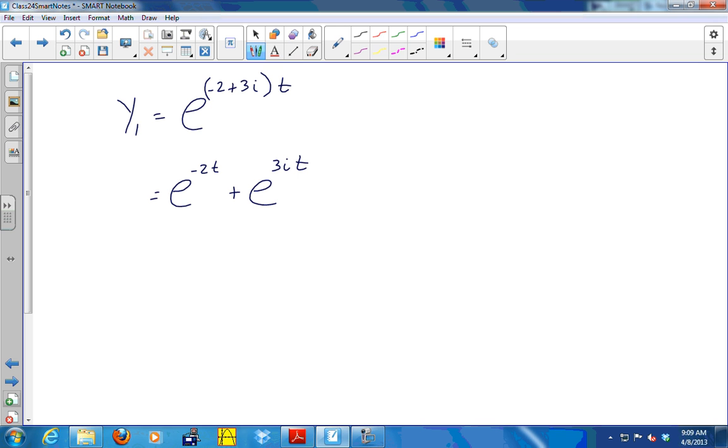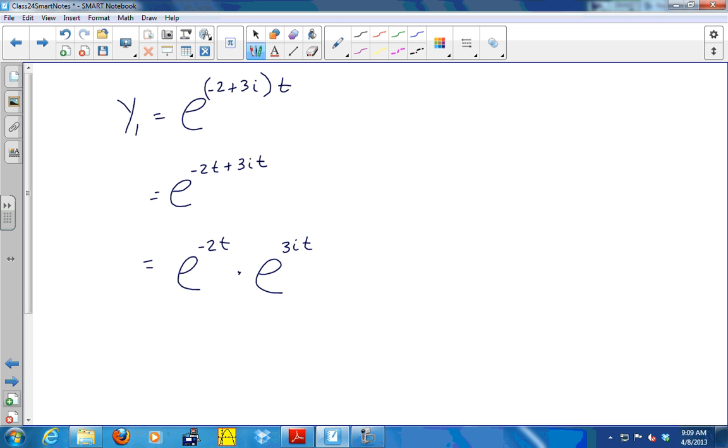And then I have bases here, right? I could rewrite this as a multiplication problem. e to the -2t times... oh, sorry, I already did the plus thing. Here we go. I just meant to distribute the t in that step. Then I can rewrite this as e to the -2t times e to the 3it.